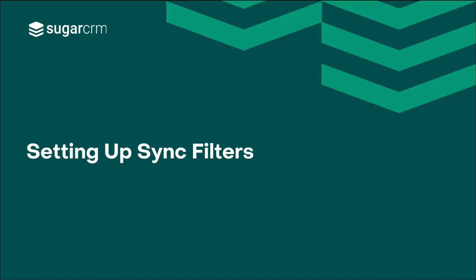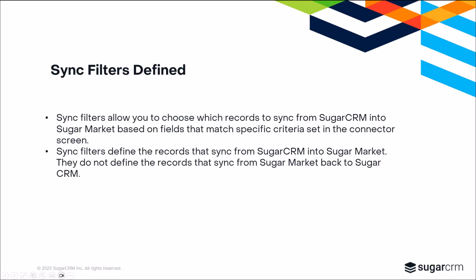In this video, you'll learn how to set up sync filters for the SugarCRM Sugar Market integration. Sync filters allow you to choose which records to sync from SugarCRM into Sugar Market based on fields that match specific criteria set in the connector screen. Sync filters define the records that sync from SugarCRM into Sugar Market. They do not define the records that sync from Sugar Market back into SugarCRM.